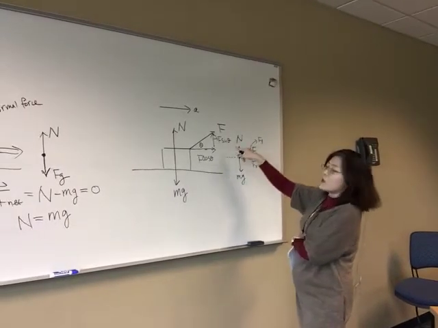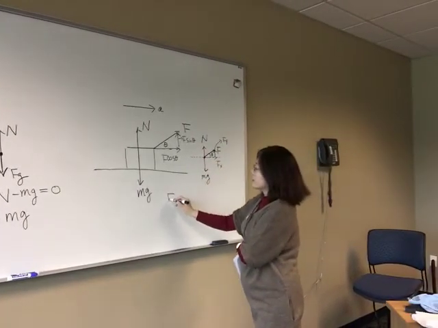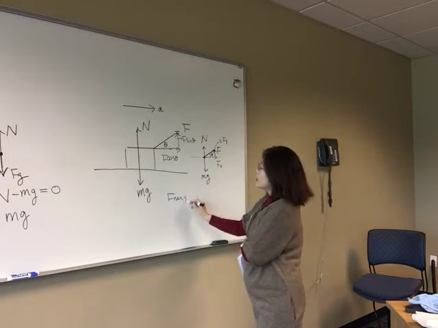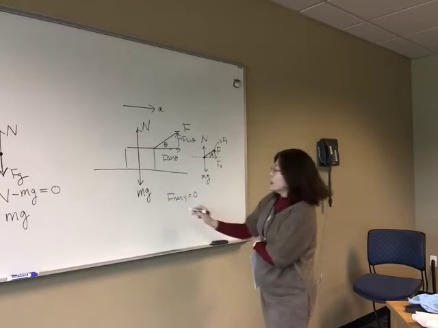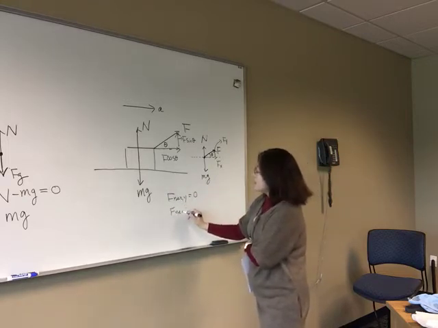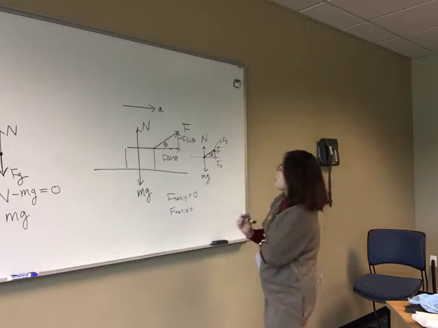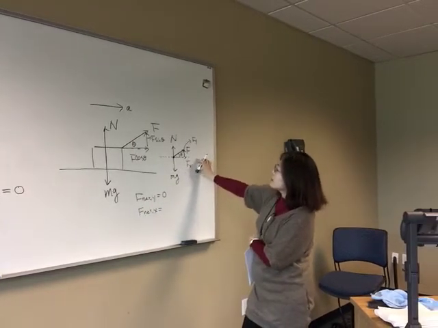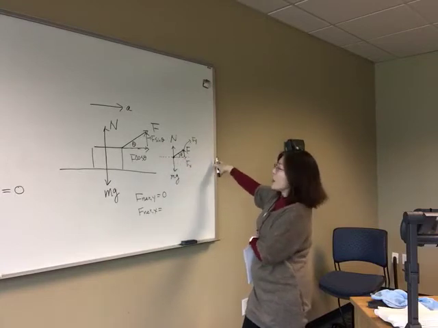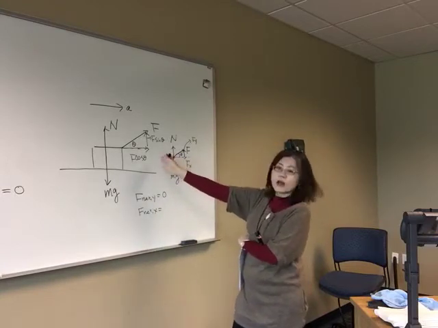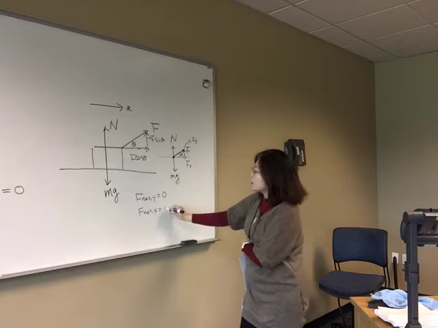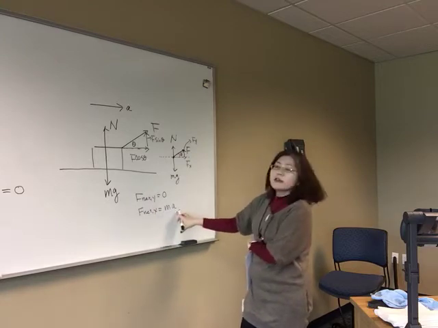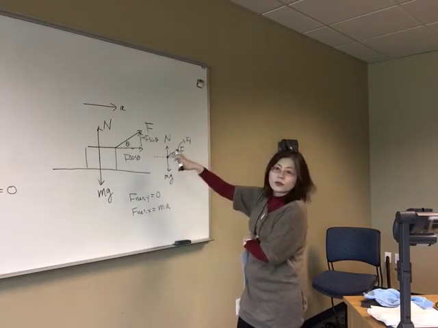So you can set the equation saying that the net force in the y direction is 0. However, the net force in the x direction is non-zero because you have the Fx that's non-zero, pointing rightward, and there's nothing to balance on the other side, so it has to be equal to ma. And this is how you figure out the acceleration along the horizontal direction.